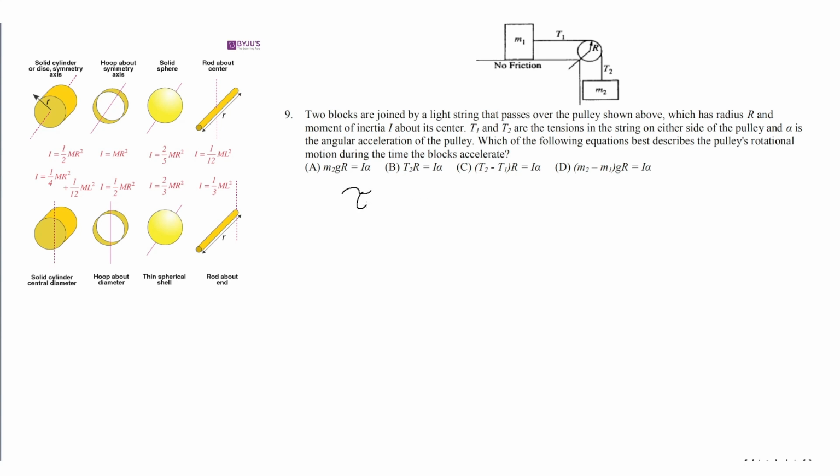So we should remember that the torque is going to equal I times alpha. So let's write this out. F r, and our sine theta is just going to be sine 90, so it's going to be 1, and we don't have to include that. So F r is going to equal I alpha. So what is our force? Well, if we look here, we're going to have a tension going this way, and a tension going this way. So our total force is going to be T2 minus T1, and then we're just going to have times R equals I alpha. So we look for one of those answers, and our answer is going to be C.